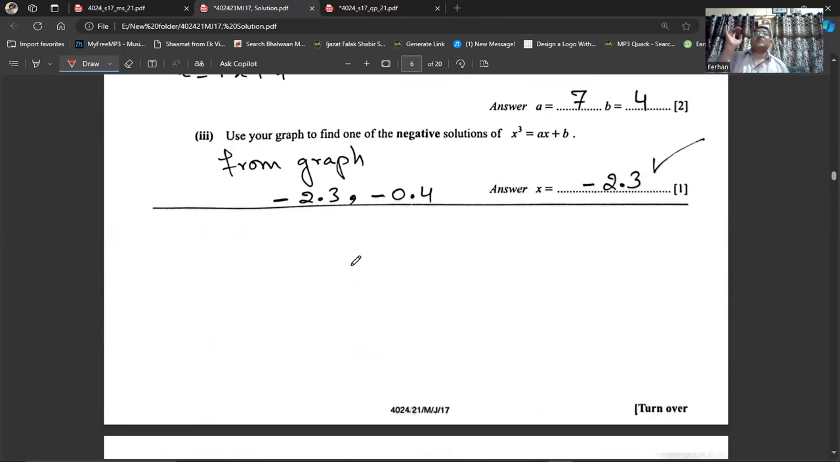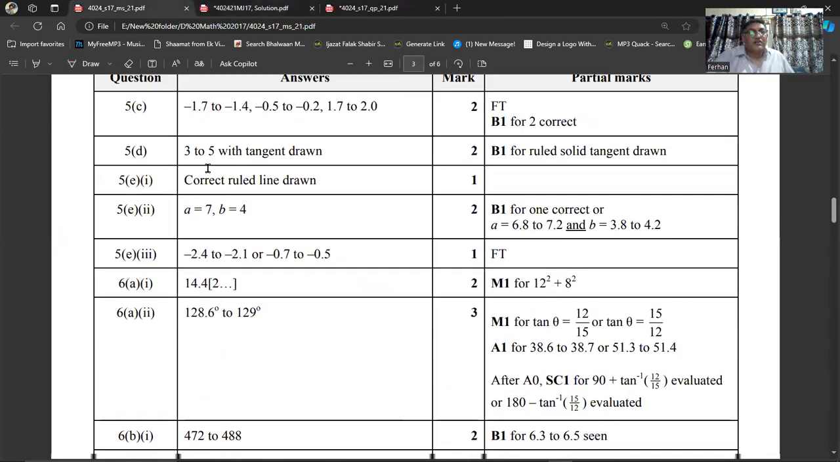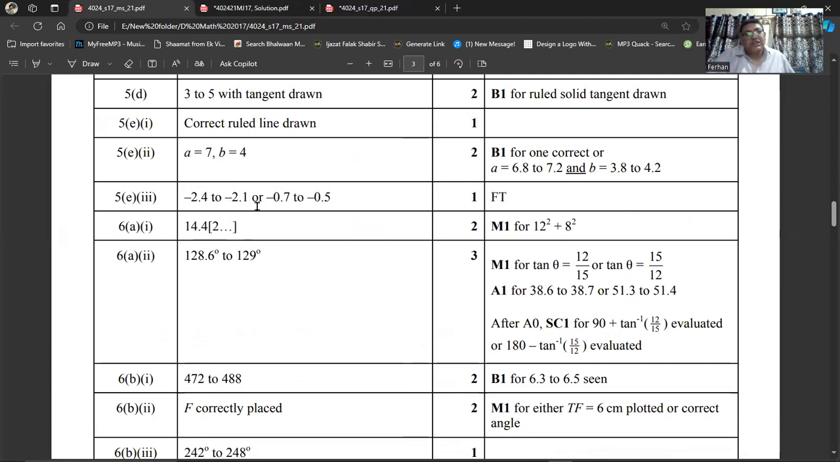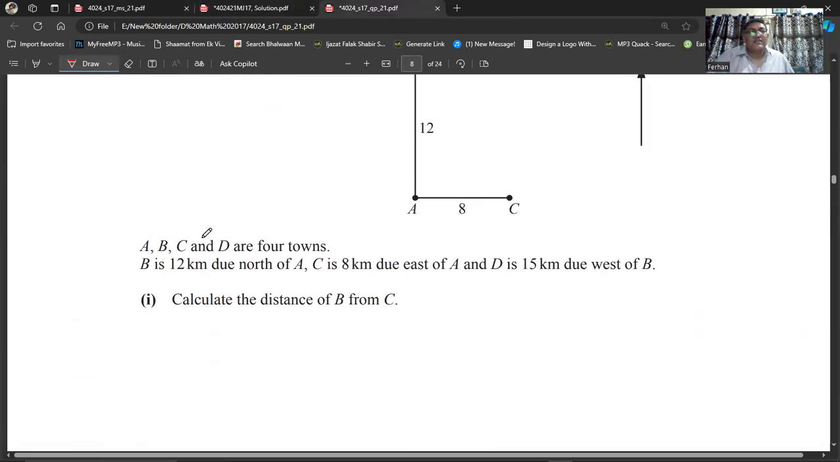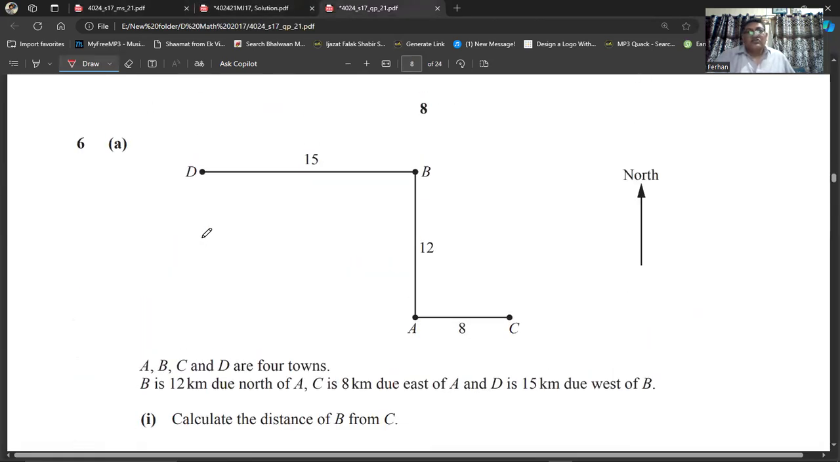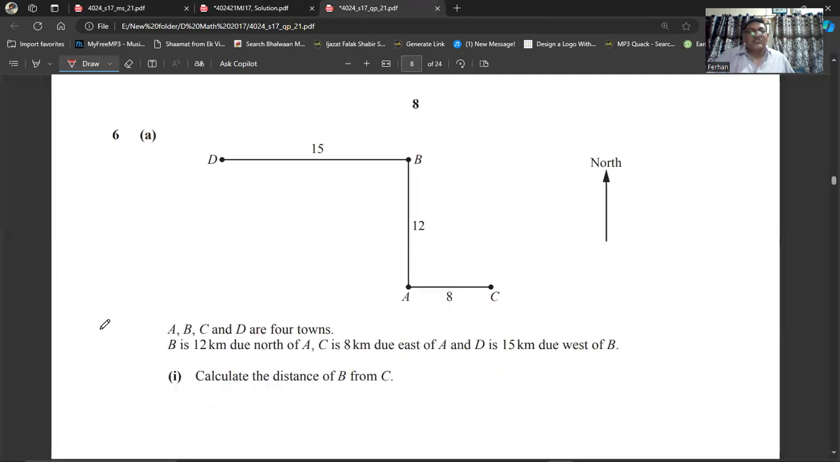These are the x coordinates of the points of intersection between that line and that curve. So I'm noting down only the points where the x value was negative. Now, in the answer, I have to write only one of them. So you can write minus 2.3 or you can write minus 0.4. So, yeah, you see, my answer is right. So this was question number 5. So we are going to the next question. That is question number 6.